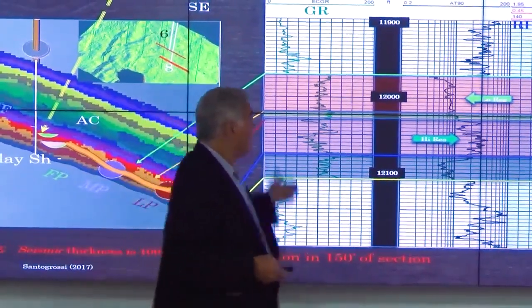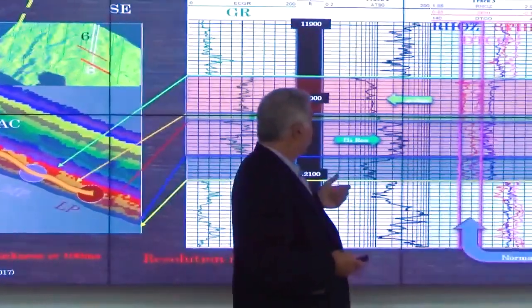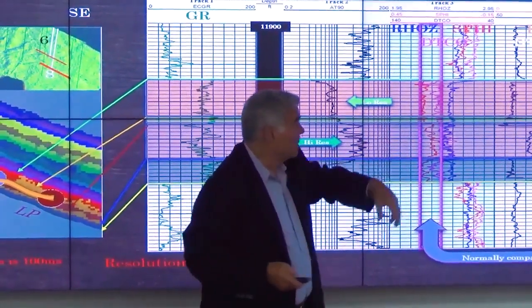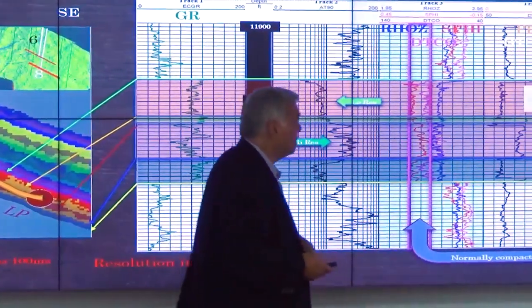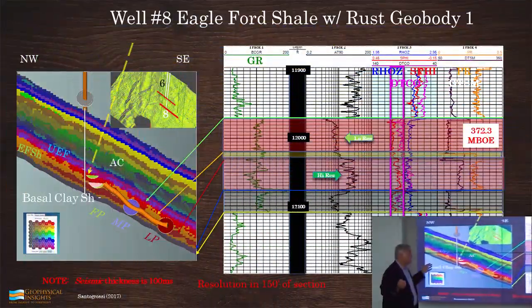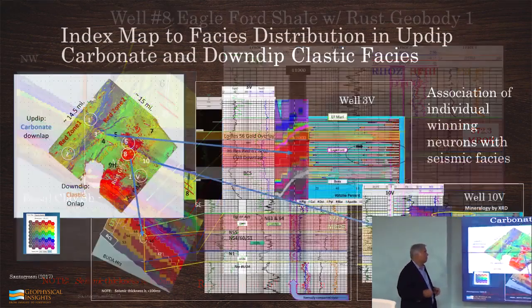And it was known that at this well right here, the high resistivity zone corresponds to the best production, and that is, you can see, 372 MBOE. Okay? A very, very good well. One of the best in this 200 square mile 3D survey.